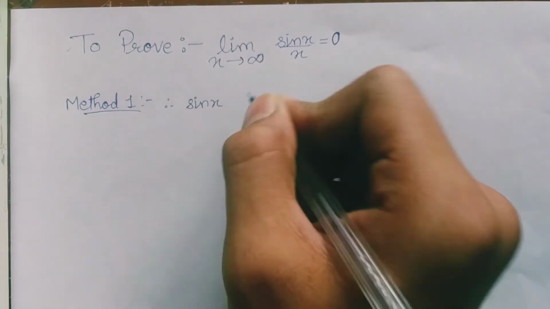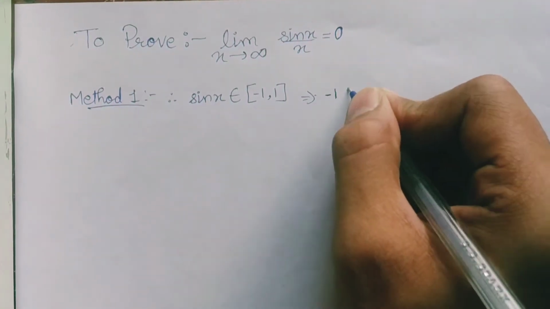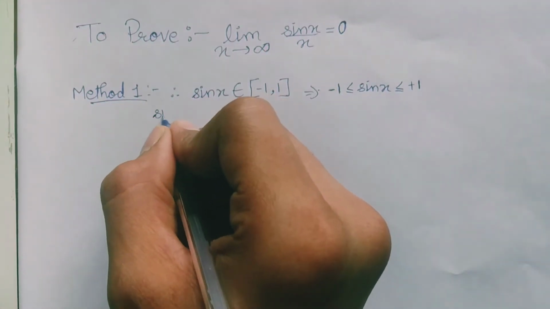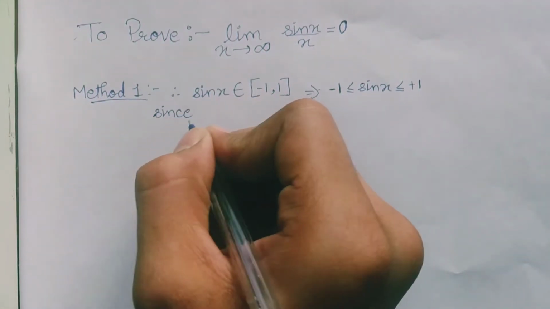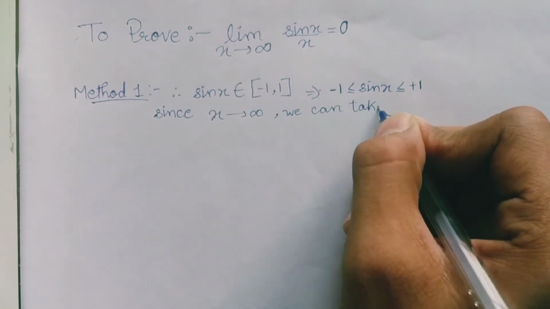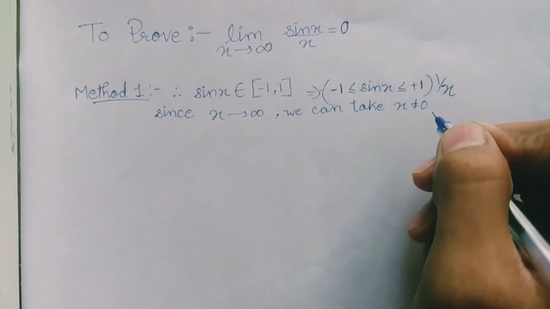We know that sin x is a bounded function. It is always between -1 and 1. So we can write this inequality. Now, since we are investigating this function sin x by x around infinity, we can take a safe assumption that x is not equal to 0. So we can divide this inequality by x.